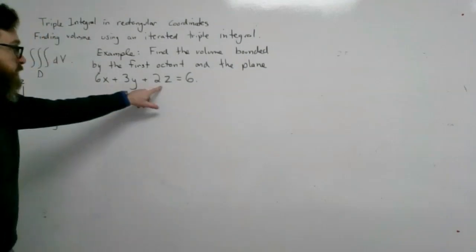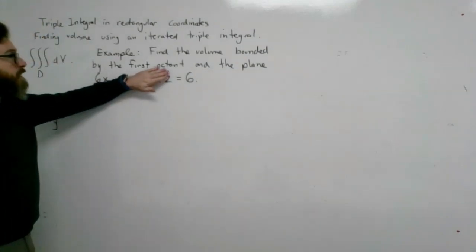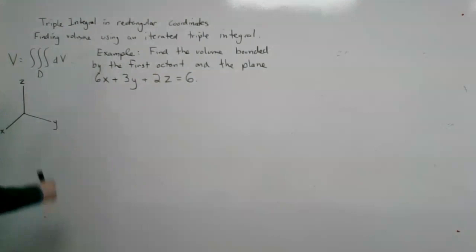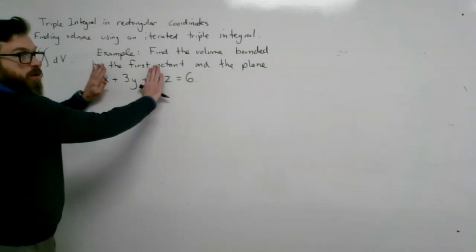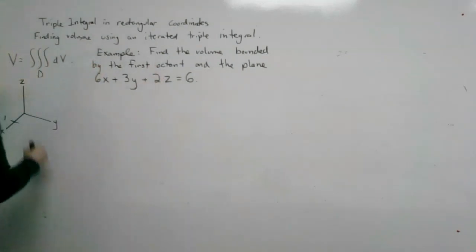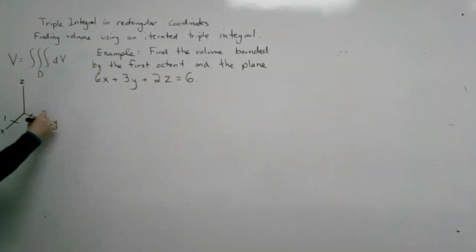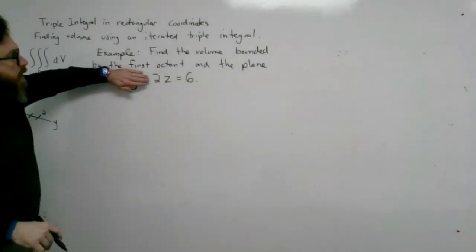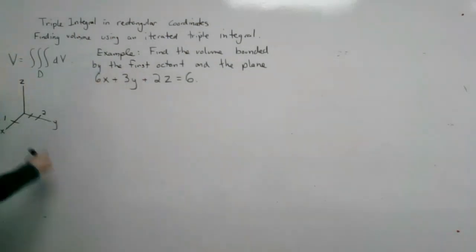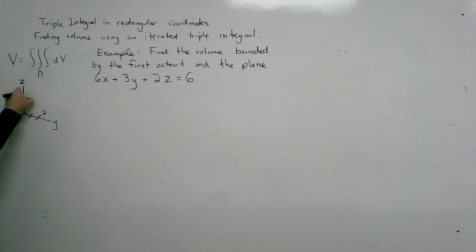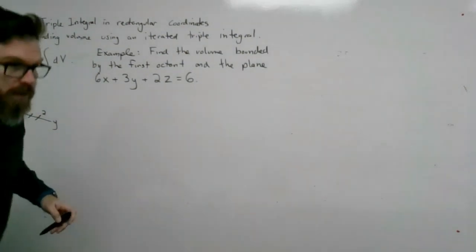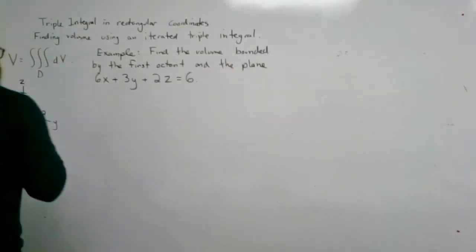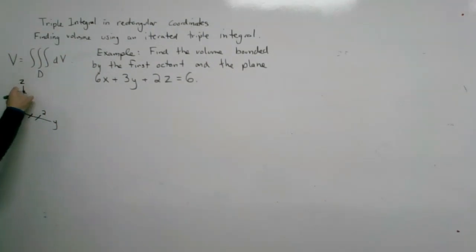So setting y and z equal to 0, we can see that 6x is equal to 6, so x should be equal to 1. If I want to find the y-intercept, you let x and z equal 0 and solve for y, so y would be 2. And if I want to find the z-intercept, you let x and y be 0, so z would be equal to 3. So what we get is the plane bounded in the first octant from these intercepts.